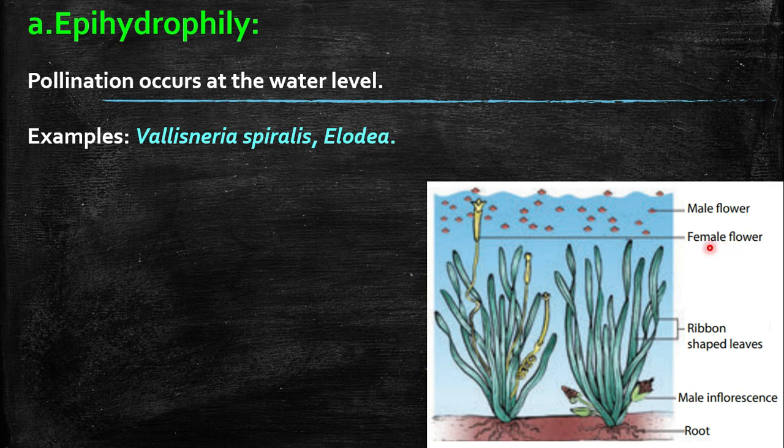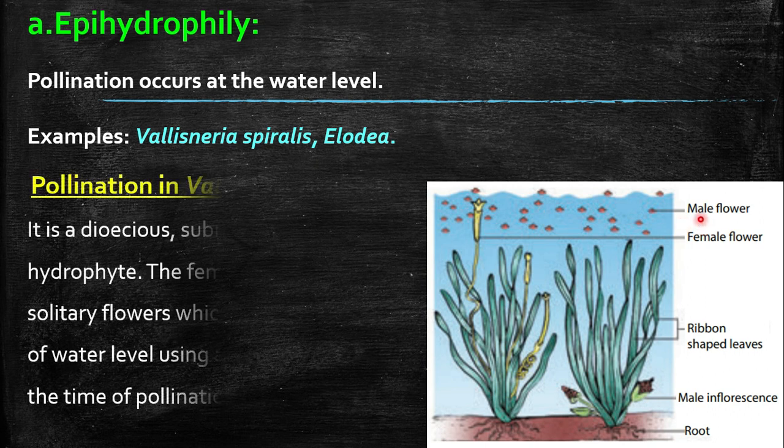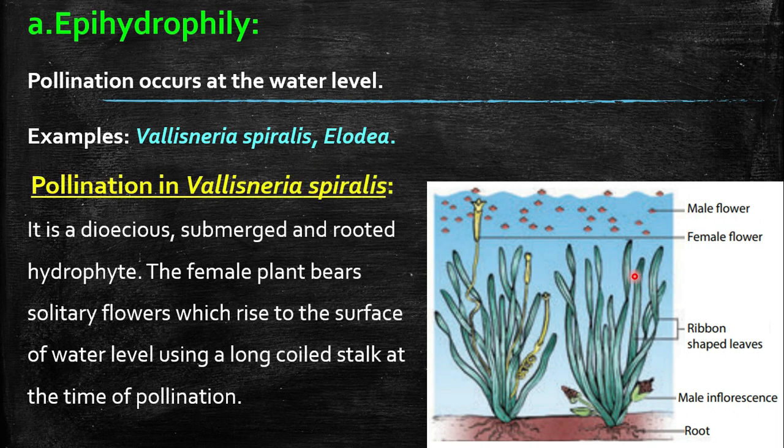The pollination occurs at the water level. For example, Vallisneria spiralis and Elodea. In these two plants, pollination is carried out by water. So along the water level, you see the male flower, which is produced in the male plant, and the female flower, which is produced in the female plant. So both are dioecious plants, and Vallisneria spiralis is a distinct type. It is a dioecious submerged rooted hydrophyte.